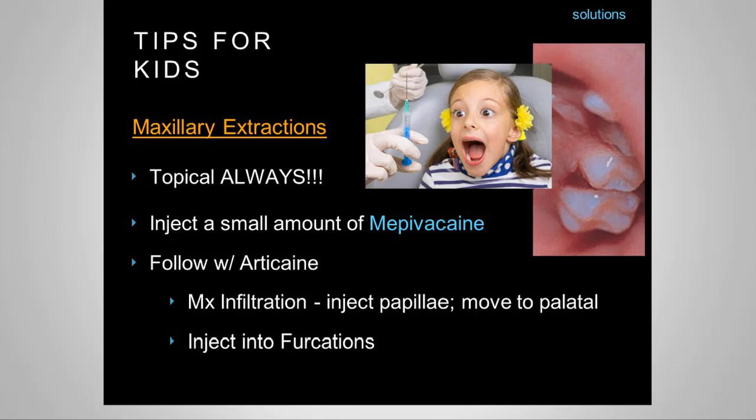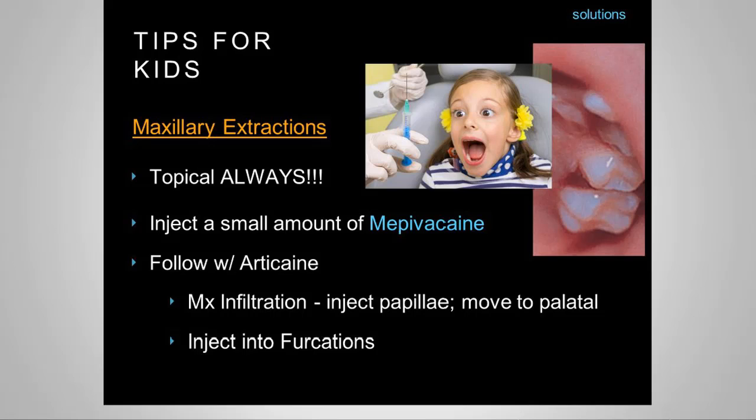articaine. And what I found is doing a nice infiltration, and then you can go and inject into the papillae, and then you can go through that papillae over to the palatal side and move upwards and even get into those furcated areas. So that works very nicely. So again, start off with mepivacaine, let that sit for about 2 to 3 minutes, and then follow up with articaine. So kids are tricky sometimes, but I think if you can get them to calm down and you can do the best with them, you're going to win a patient for life.